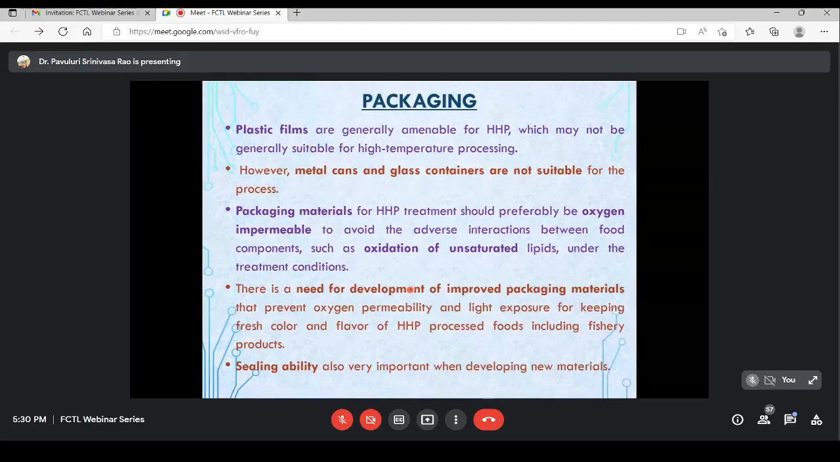However, there is a need to develop improved packaging materials that prevent oxygen permeability and light exposure for keeping the fresh color and flavor of these treated food products. And when you are developing new products, some new packaging materials, including biodegradable films or edible films, are also nowadays being employed in high pressure treatments. But the sealing ability of these materials is very, very important. Otherwise, if the pack fails inside, it will contaminate the whole of the fluid, and you have to completely vacate the system and clean it thoroughly.